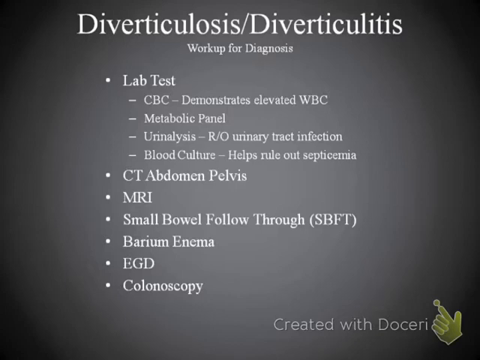Urinalysis to rule out urinary tract infection, and also renal stones, because sometimes renal stones can mimic the pain of diverticulitis. And then lastly is blood culture, which helps to rule out septicemia. And so that is your blood becoming septic. It's very important to rule out sepsis in this case as well, because we saw that diverticular disease can actually lead to abscesses, and then abscesses can lead to septic shock.